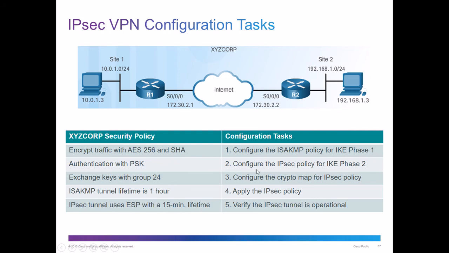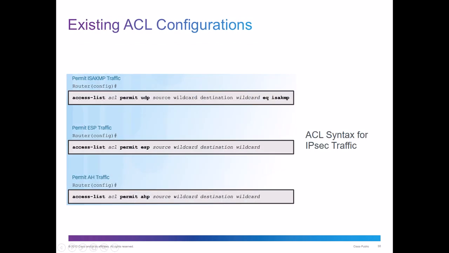So the configuration tasks: you're going to configure phase one, phase two, configure the crypto map for the IP policies, and then apply the policy, and then verify that the tunnel is working fine. So that's your job. So how we're going to do this: these are given to you. This is the requirement, and this is your configuration tasks. So your job is to go through those 5 steps on the configuration tasks.